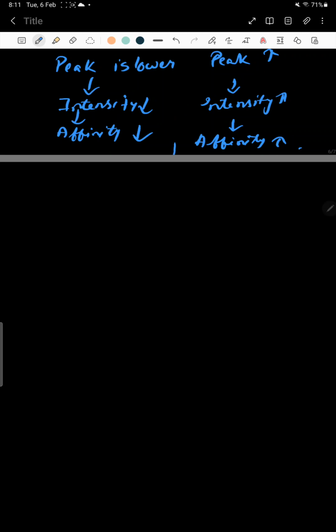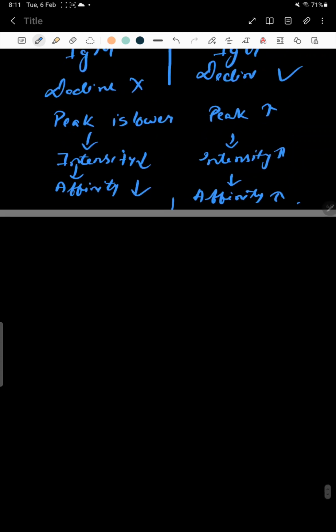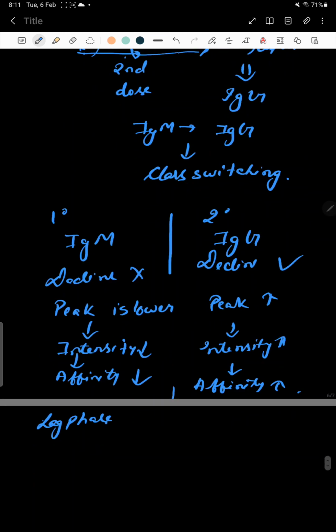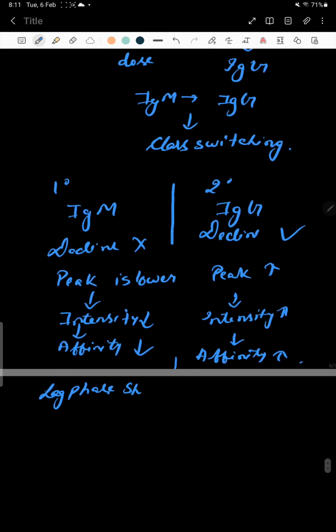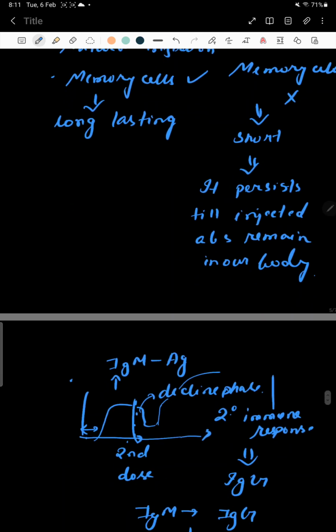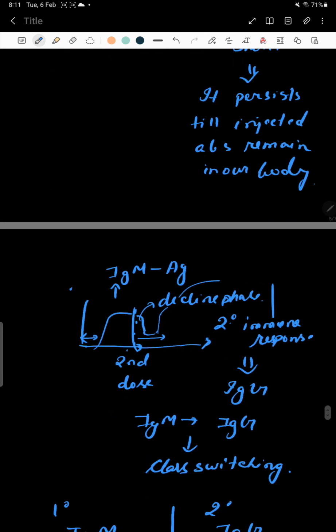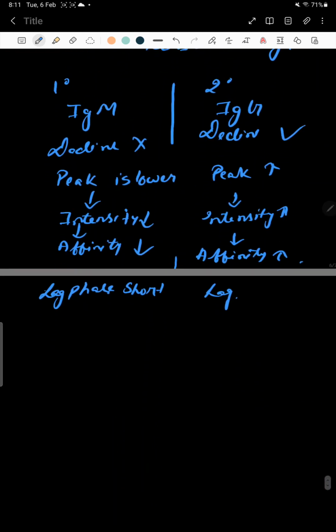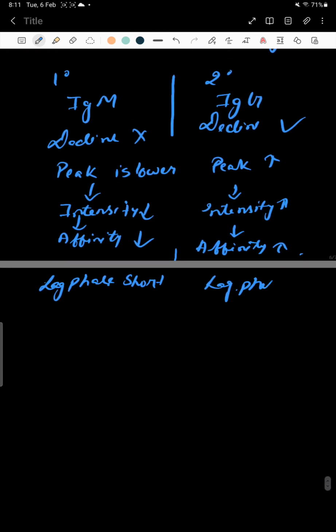So these are the basic differences. Another important difference is that the lag phase is shorter here. You can see the lag phase is shorter, but this one is a lag phase, and the lag phase is longer, almost 1 week.